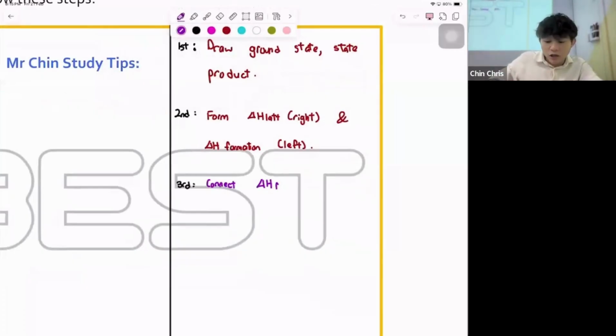Alright, guys, connect your delta H formation to delta H lattice, and label all the delta H. Box that, clockwise equals anti-clockwise.